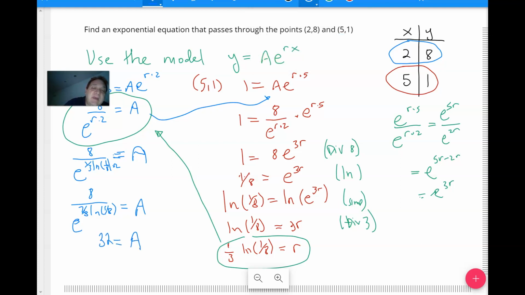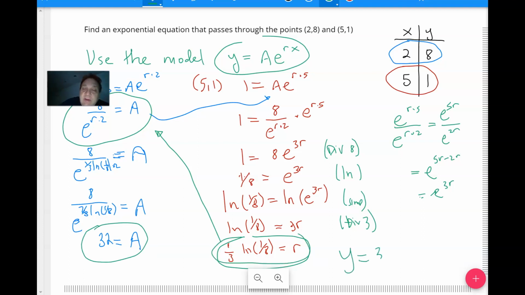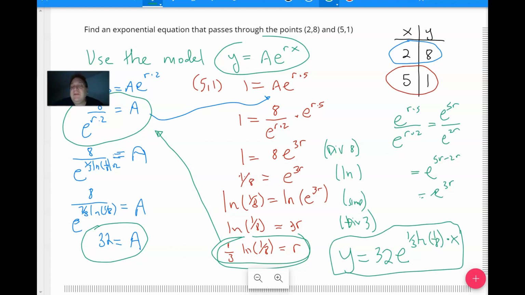And once I have the values of a and r, I can write my equation. Remember, the model I'm using is ae to the rx. So now I know my equation based on this value of a and this value of r is going to be y equals a e to the r times x. So that's an example of how to find the exponential equation that passes through a couple of points.